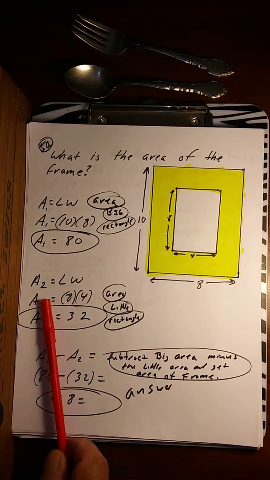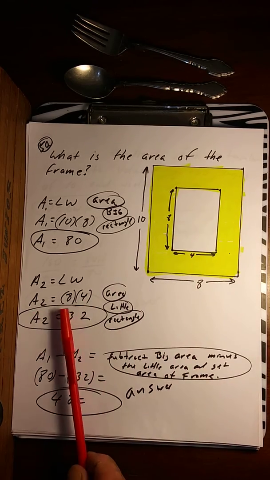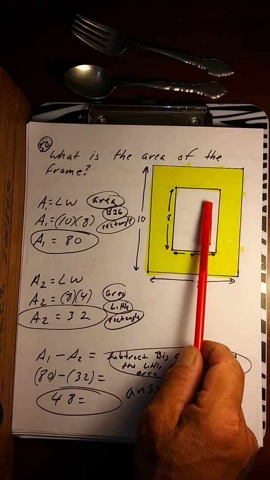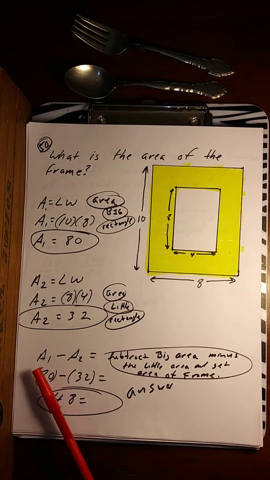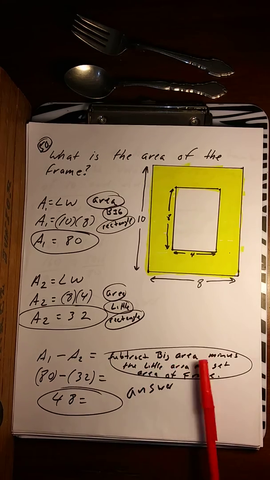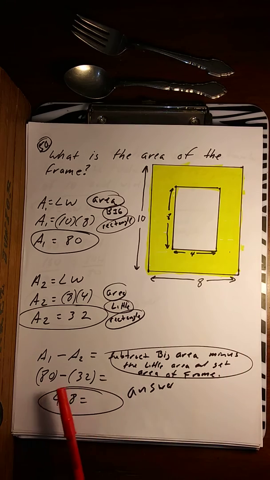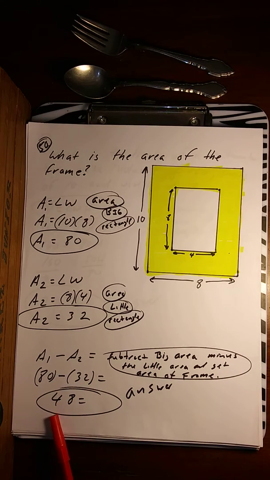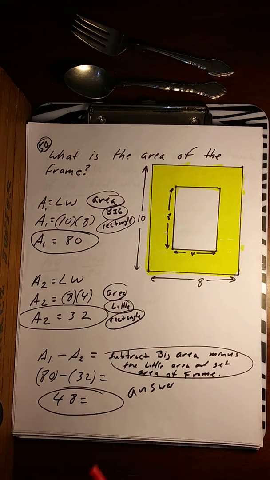Now, the little one, this one, it's 8 times 4. Area is 8 times 4, which is 32. So we know the big area is 80 and the little area is 32. Subtract the big area minus the little area, and you get the area of the frame, this yellow part here. So 80 minus 32 is 48. So this yellow part is 48.